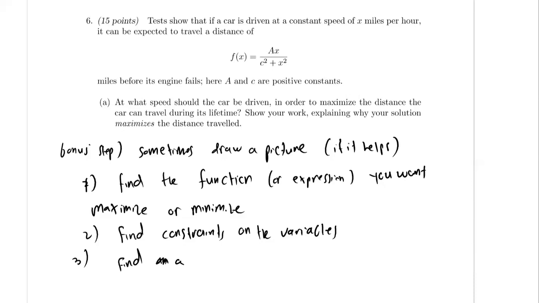So find any expressions that relate variables, because if you remember from the videos we did in class, we usually ended up with a function. The objective function that we wanted to maximize or minimize was usually a function of 2 variables, which we don't know how to differentiate. So what we did is we used the constraint to solve for it. So find any expressions that relate variables.